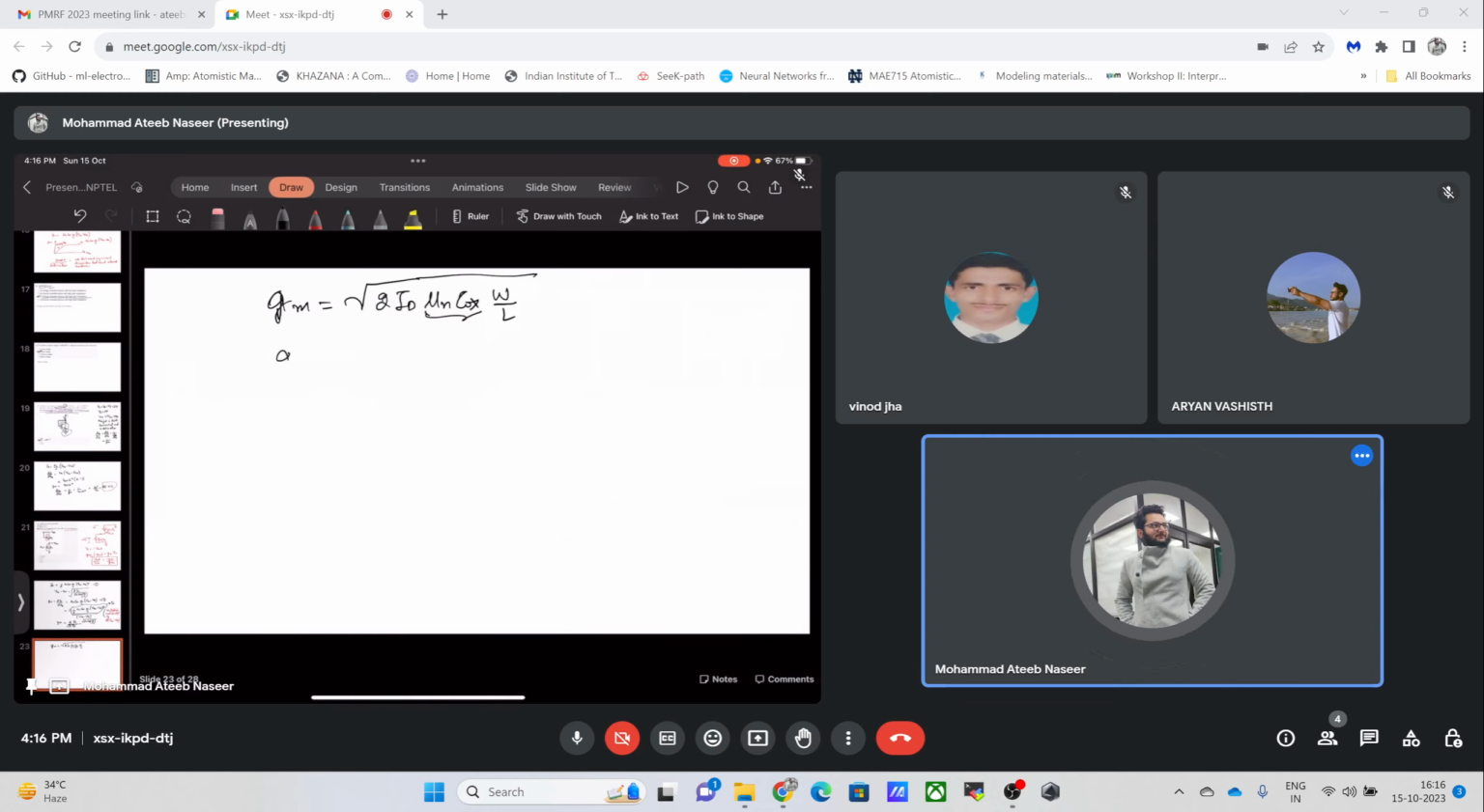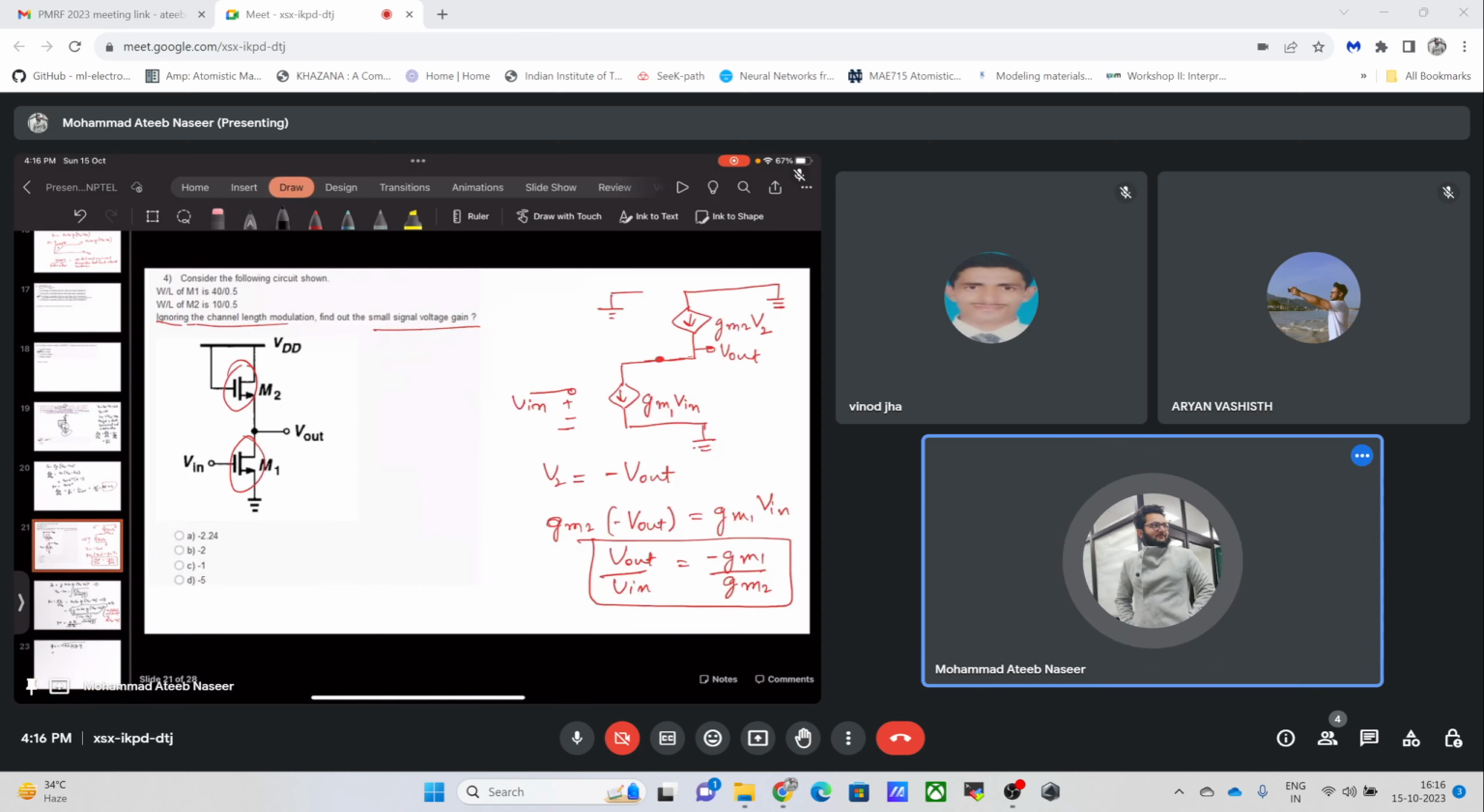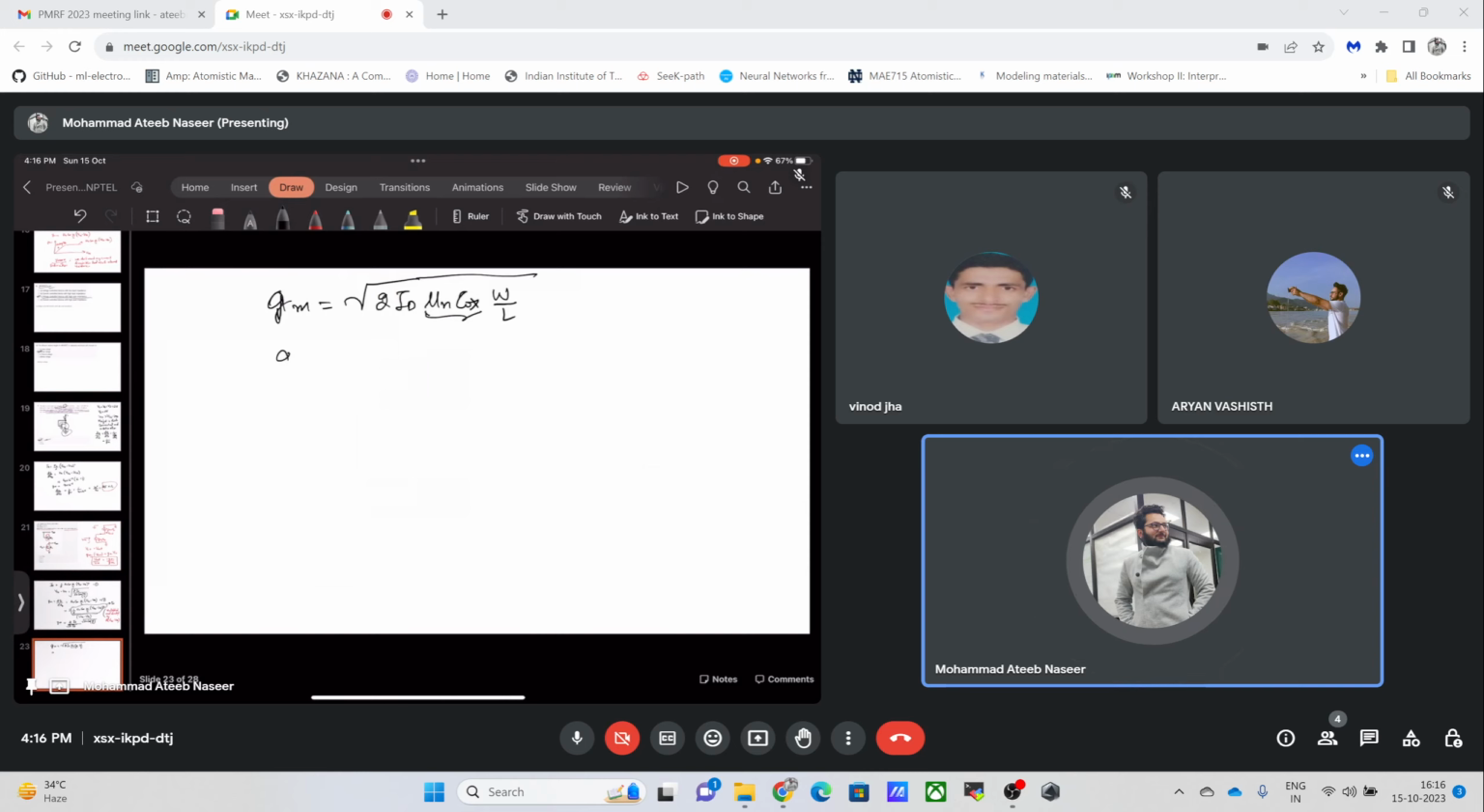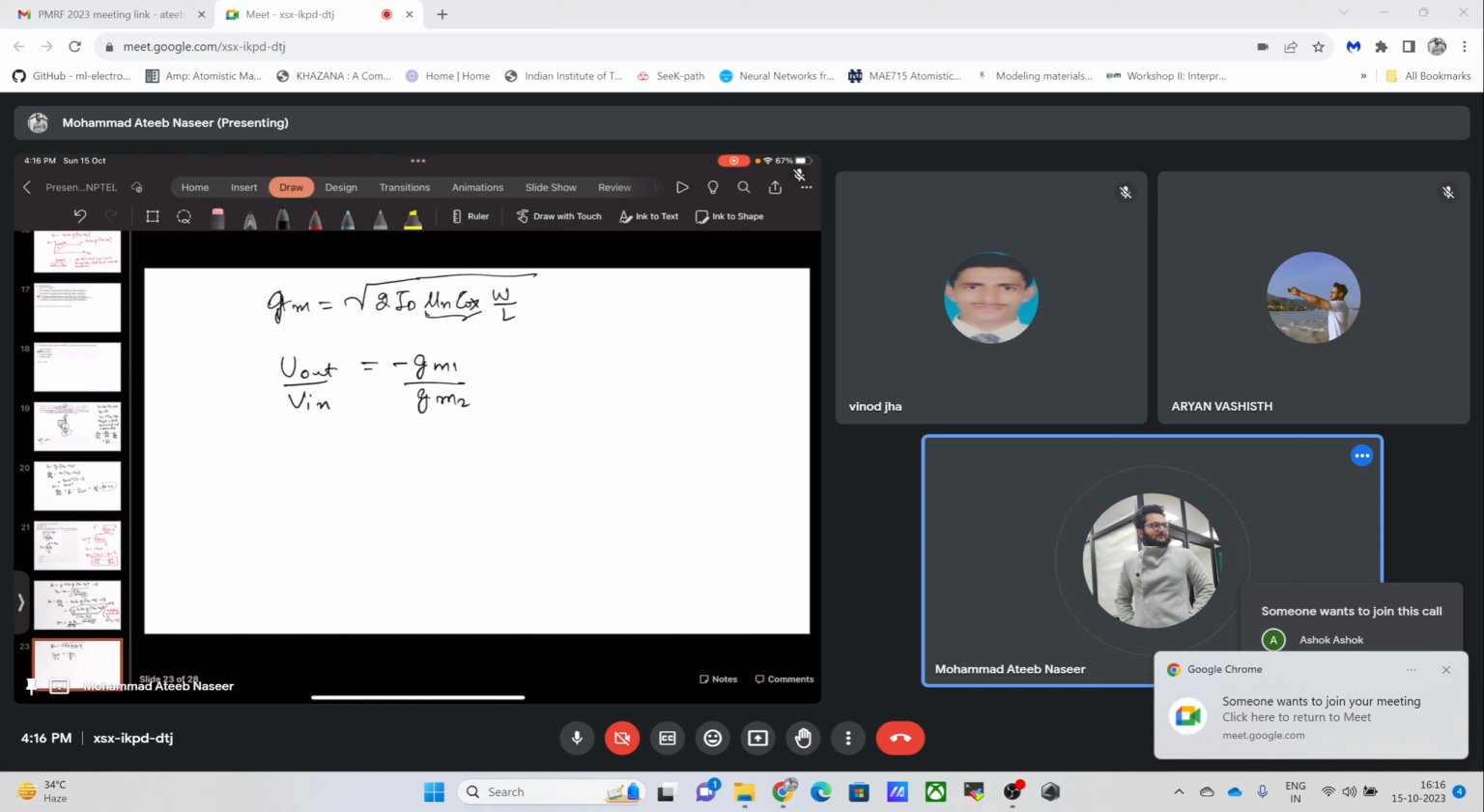So simply, the gain we found out, V out by V in, is simply equal to minus gm1 by gm2.